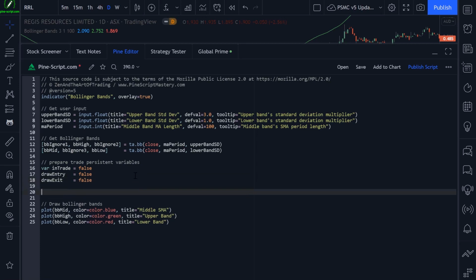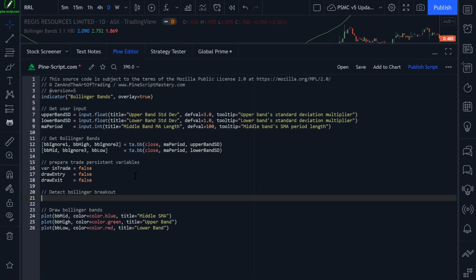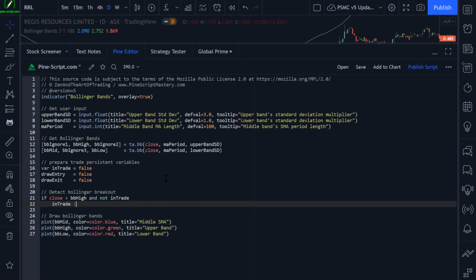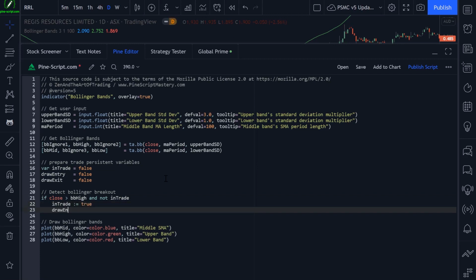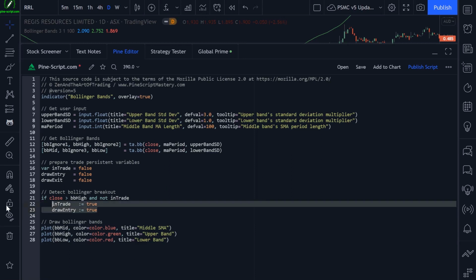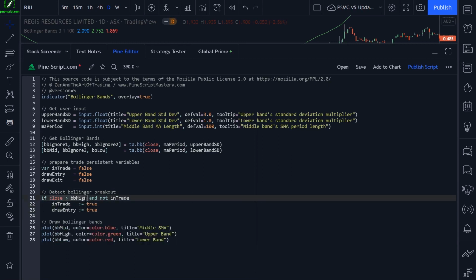And next up, we need to detect Bollinger breakouts. To do that is extremely simple. We just need to use an if statement, and we need to check if the current closing price is greater than our BB high, or upper band, and we are not currently involved in a trade. So not in trade, in trade is false. Then we want to set in trade to true and draw entry to true. And I'll indent these two because why not? So now when the current bar's closing price exceeds our upper band and we are not already involved in a long trade, we will draw an entry signal onto the chart.